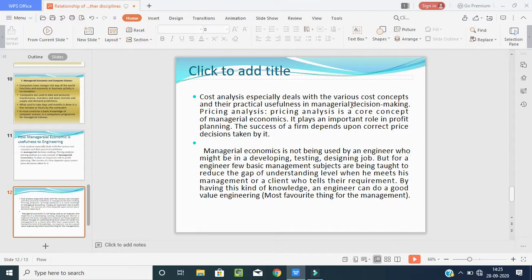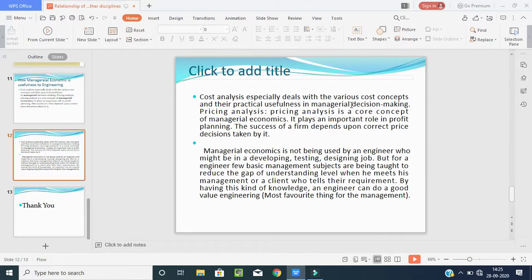Here the paragraph mentions clearly how the complete process of managerial economics is important to engineering. When you are in the engineering role and you ask for the requirements, your manager or subordinates will ask you to bring a certain quantity of material. When you have the knowledge of management, of accounting, of operations research, of mathematical background, all these things related to managerial economics, you are able to fulfill the requirements of your client. By having this kind of knowledge, an engineer can do good value engineering. Quality, valuable output will come at the end.